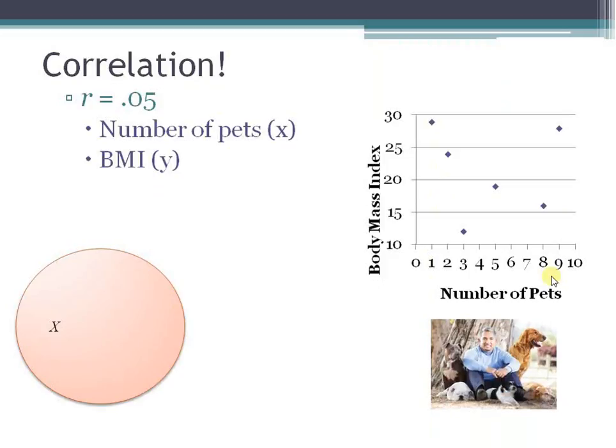On the other hand, when we look at the number of pets you have and BMI, these things barely overlap at all, right? So if I know something about the number of pets you have, that doesn't tell me anything about BMI. The things that go into predicting how many pets you have are not related at all to the things that go into predicting your BMI.